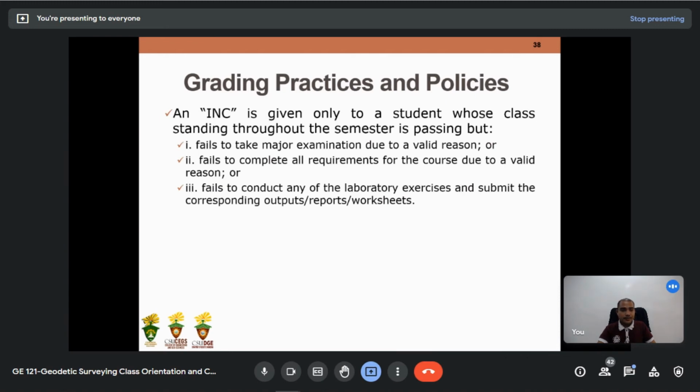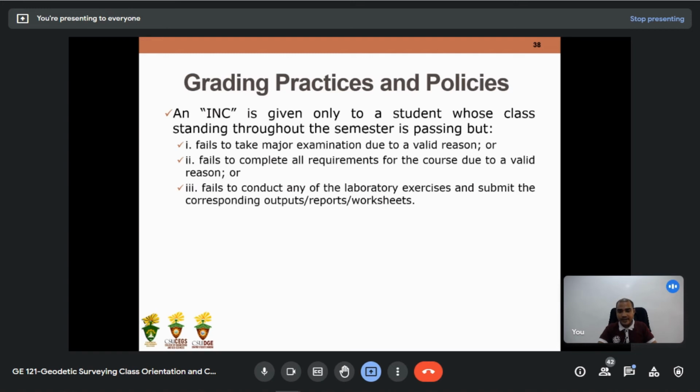Then this is also an important notice, no, nga dapat an INC is only given to a student whose class standing throughout the semester is passing. So dapat pass mo, dapat molapas mo og 60%, no. But fails to take the major examination due to valid reason. So kung gitahay need na mo submit ni instructor og grade pero nahuman wala ka take og midterm tungod kinabahaan or nabagyuhan, so INC sa iyahang grade given na mo take siya og final exam, no, para ma-comply ang INC.